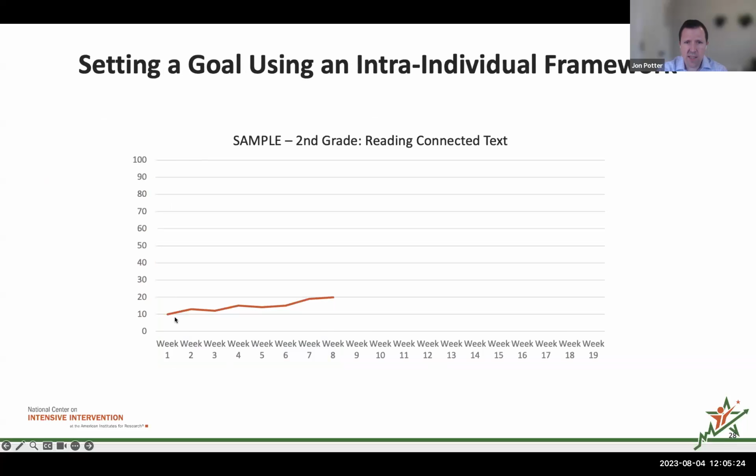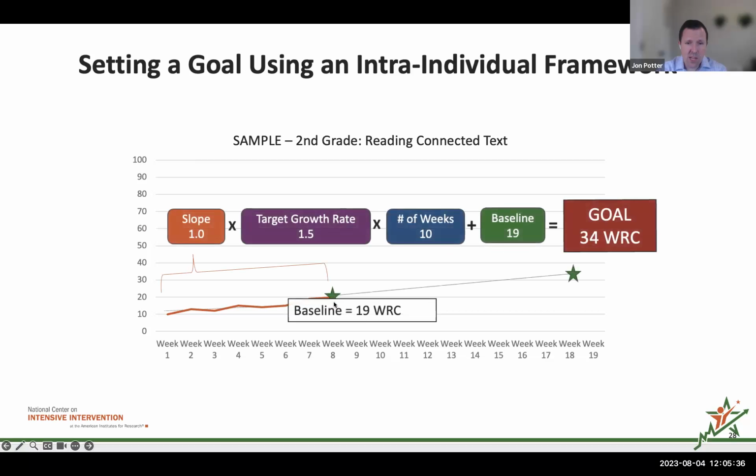And so what that looks like is, maybe this is our student. They started at about 10 and at about 19. We know that growth is not going to get them caught up. And so we say they grew at 1 word a week. We want to see them grow at 1.5 times a week. And so we say 1 word a week times 1.5 times the number of weeks, add in the baseline at 19. And this growth will get them 1.5 times growth of what they're currently seeing. Now, as you're looking at this, it isn't going to get them caught up to grade level, right? But it will accelerate them across the year and get them closer to grade level.